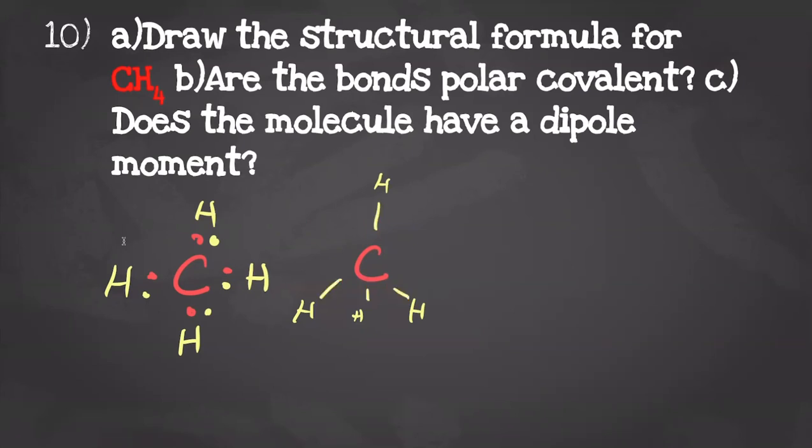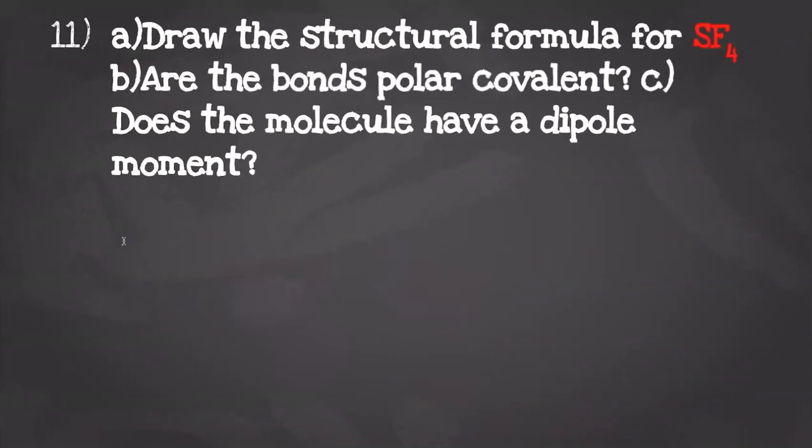Because it's tetrahedral, and all of the atoms attached to it are the same, all of these forces from the hydrogens are going to cancel each other out. So is our molecule polar? No, it's not polar. And because of that, it is not going to have a dipole moment. For 11, we have to do similar steps, but now with sulfur hexafluoride.